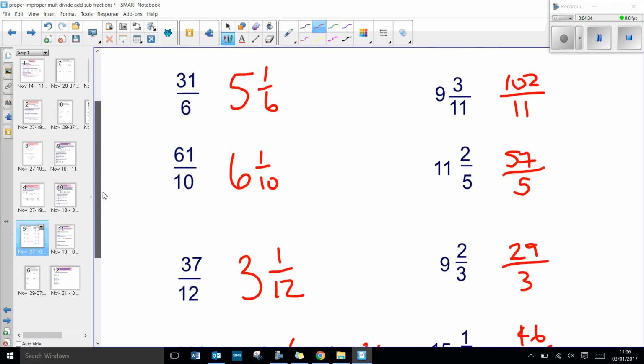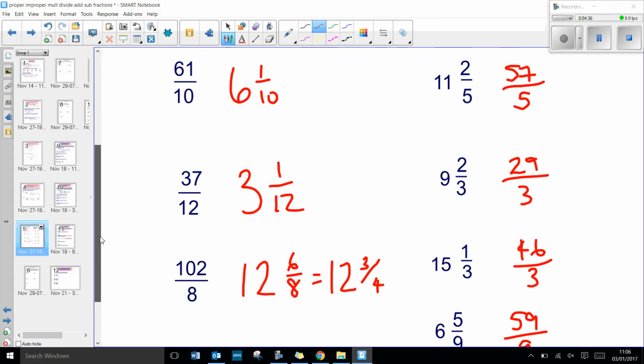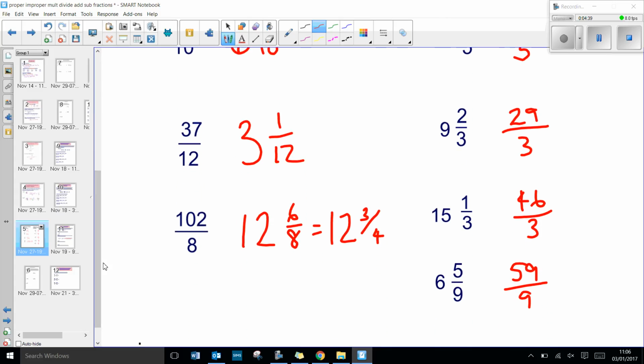And if I can just bring your attention to this one, obviously if you left your answer as this, it wouldn't be correct. It wouldn't be fully correct because you always need to make sure we simplify fractions, and because 6 over 8 can be simplified, we must finish off as 12 3/4.